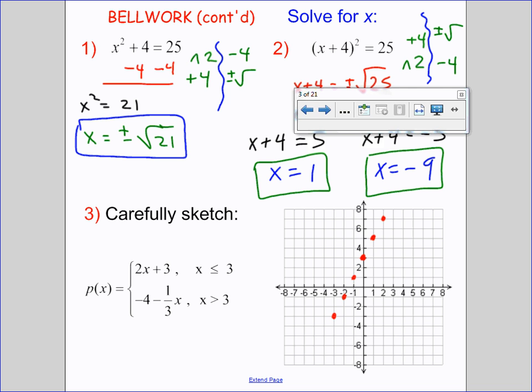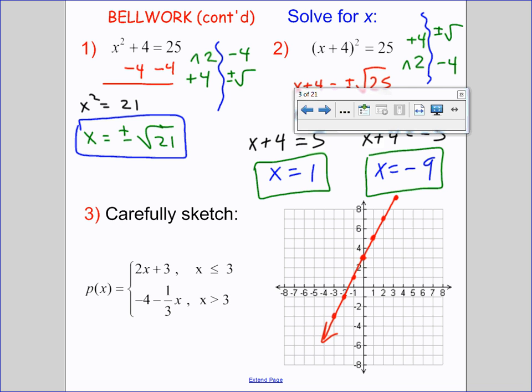So the red line would be y equals 2x plus 3. However, this is only going to apply when I'm looking to the left of or equal to 3. And so this line will go forever to the left, but it'll stop right here with a filled in closed circle and an arrow forever to the left.